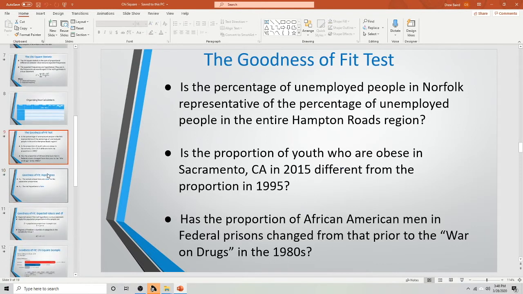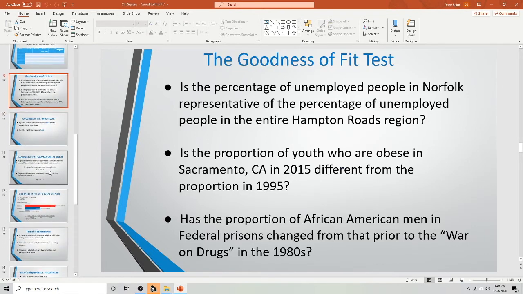So we are going to do a goodness of fit test. I'm going to give you a few examples. Like I said, the goodness of fit test is comparing a sample that you get to a known population. So you could, for instance, test whether the percentage of unemployed people in Norfolk is representative of the population of unemployed people in Hampton Roads in general. Let's say you know the overall unemployment rate in Hampton Roads and you want to compare it to a sample of people specifically from Norfolk. You could do something like that.